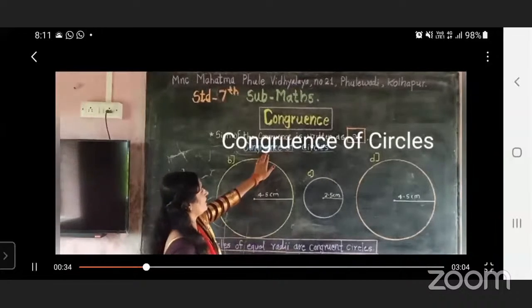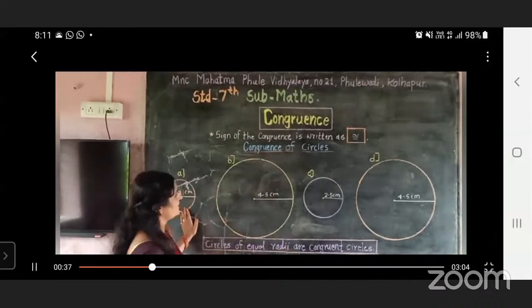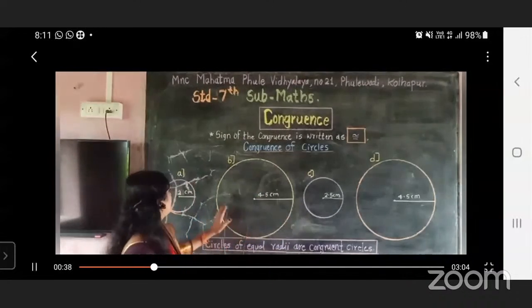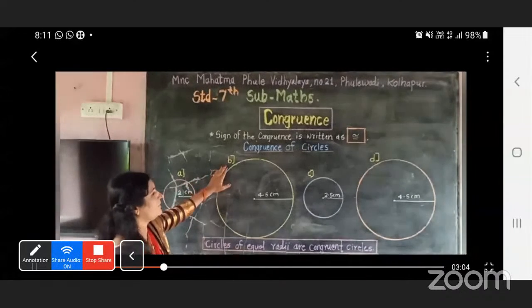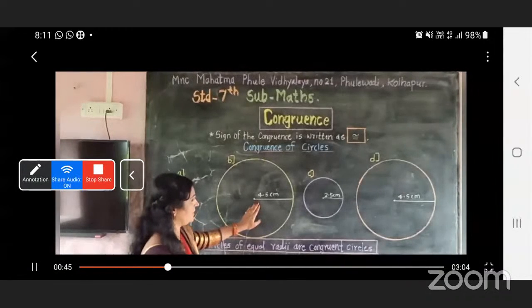Now at last we see congruence of circles. Now observe this given On the figure. screen, you Circle can A see with a radius 2 centimeter. Circle B with radius on the 4.5 screen you centimeter. can see a four circles of the different measurements.